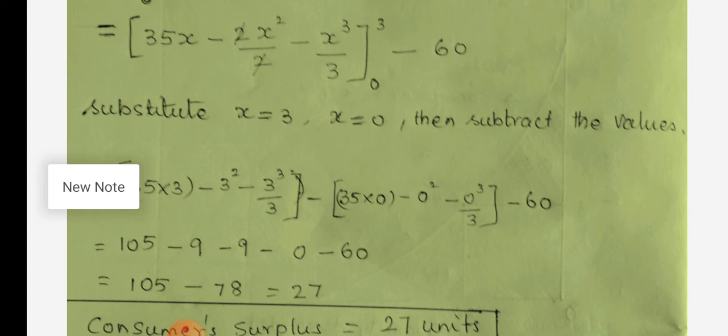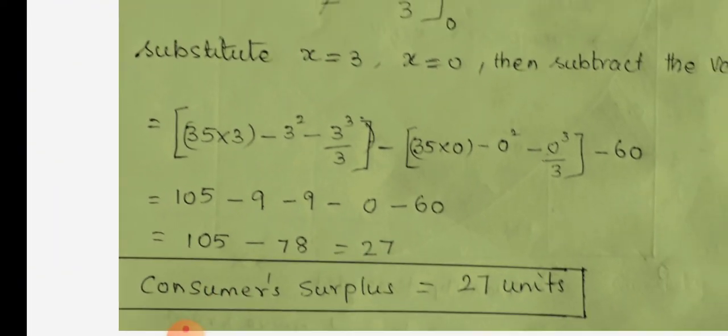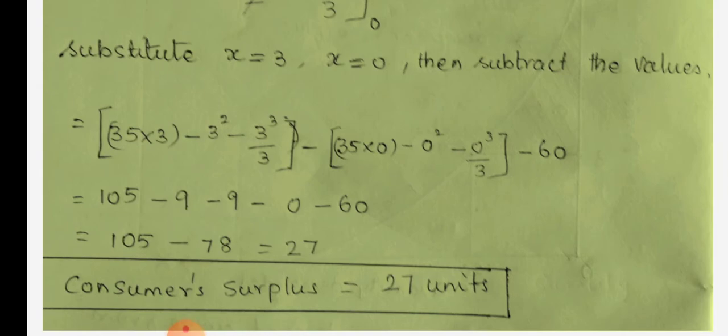So, you write there 0 minus 60. Already we have it in the above equation. Now, 105 minus 9 minus 60, which will be 105 minus 78, which is 27. That is consumer surplus. The value of consumer surplus is given to be 27 units.